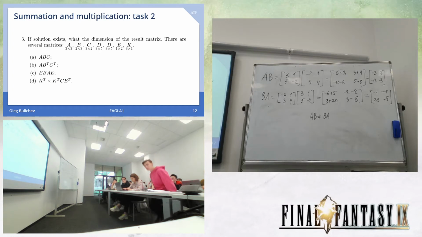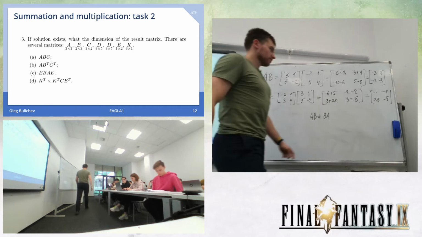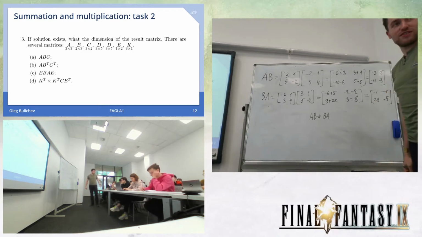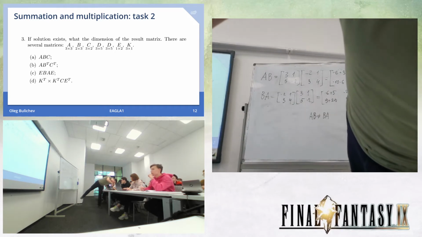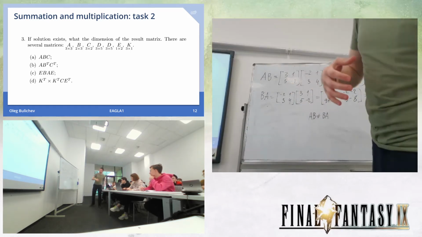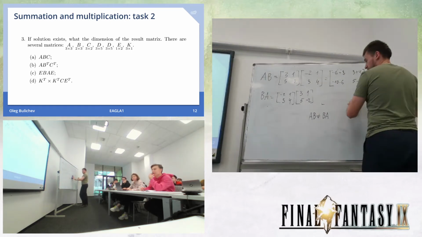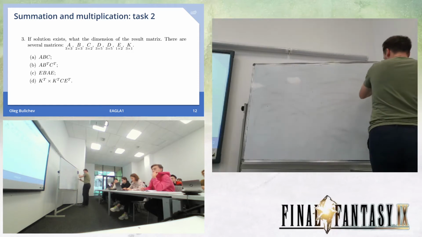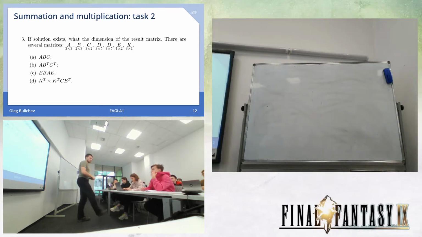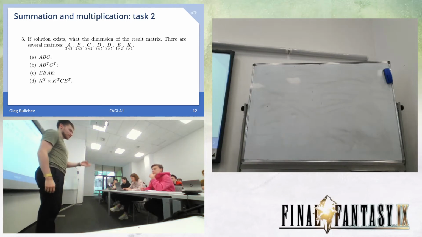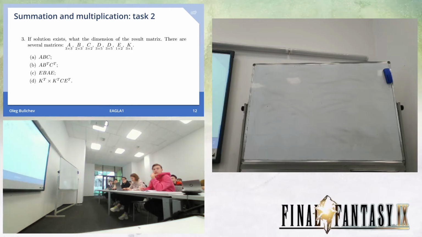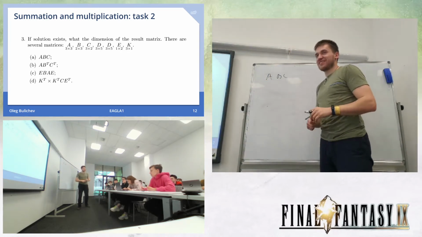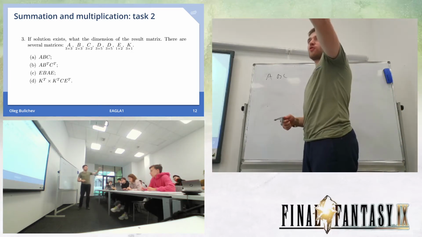Okay, let's go to this task. By the way, is it true that matrix multiplication is associative? Yes. Okay, so ABC. No, it doesn't. Could you explain why?